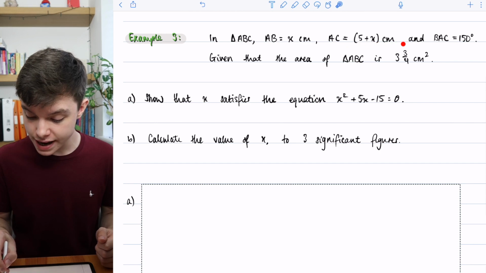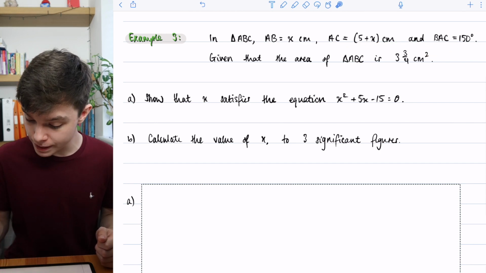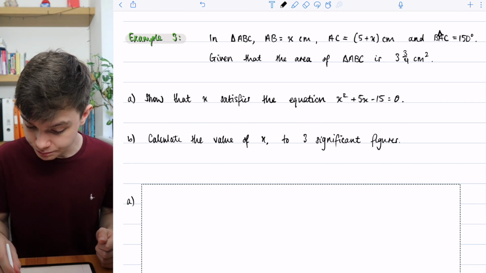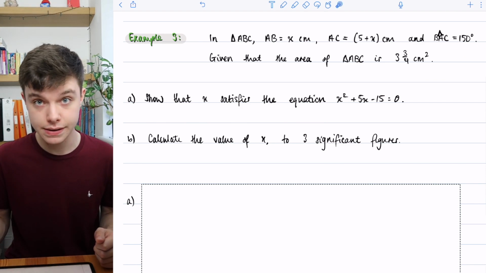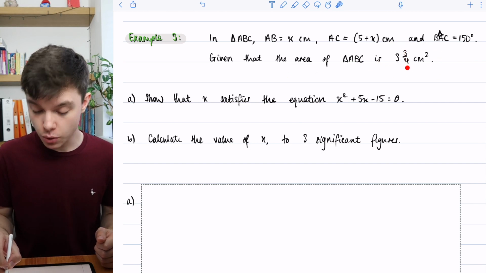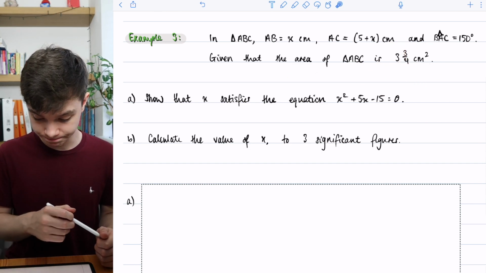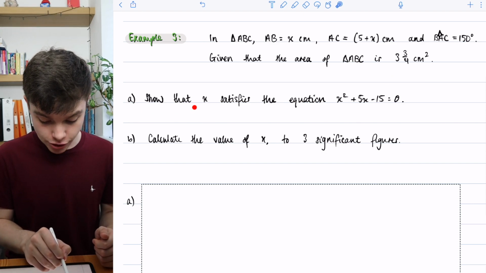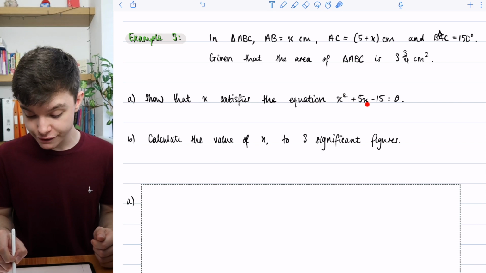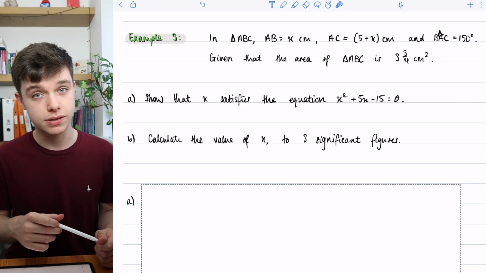AC is 5 plus x centimetres, and then angle BAC, let me put a little hat there, angle BAC is 150 degrees. And we know that the area of the triangle is 3 3/4 centimetres squared. Part A says show that x satisfies the equation x squared plus 5x minus 15 is equal to 0.